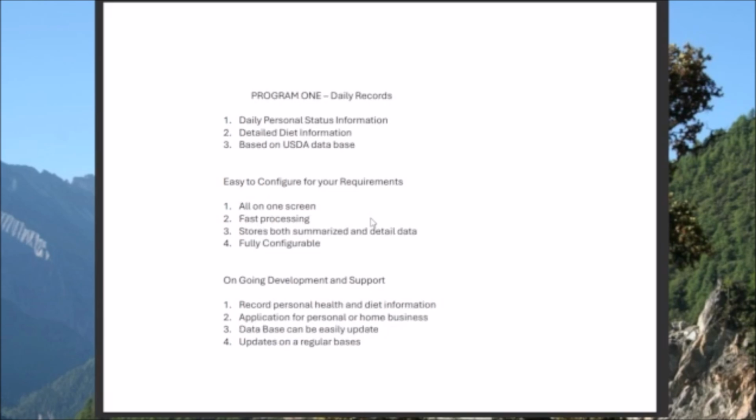So let's talk about program one. The first program is what I would call your daily records. It's one screen that captures all of your data. It captures personal information, such as your health information, collects diet information, what you eat, and it's all based on the Food and Drug Administration's data table, which is free. So the data used to create this application is free. It's open source, so there's no royalties associated there.